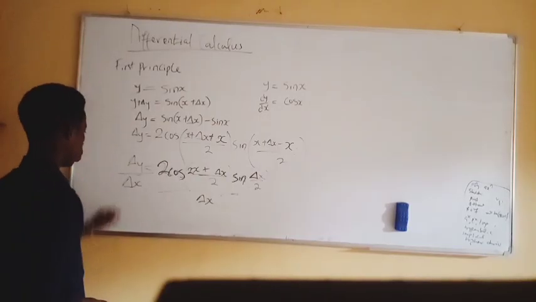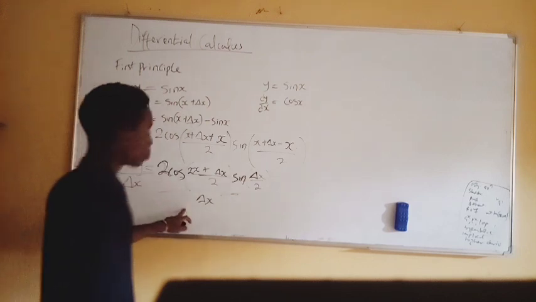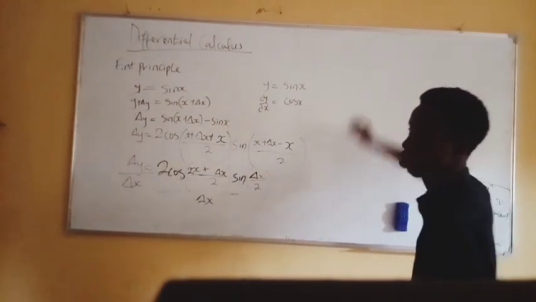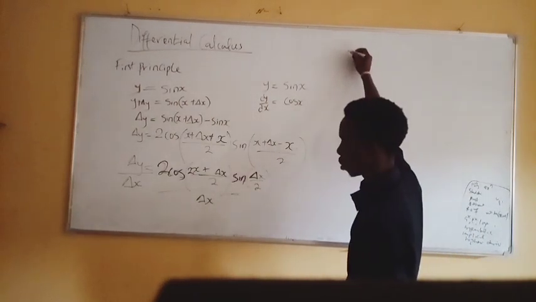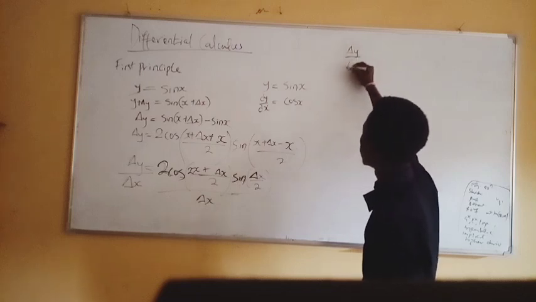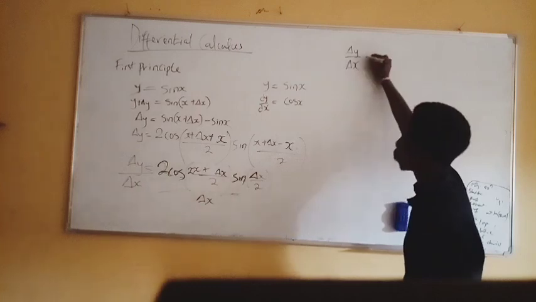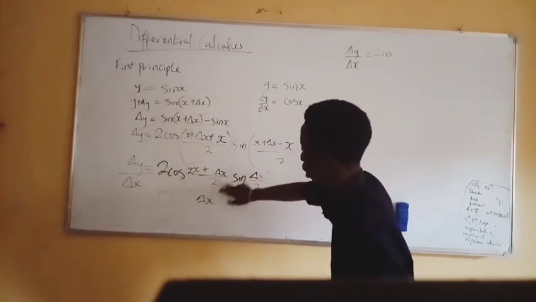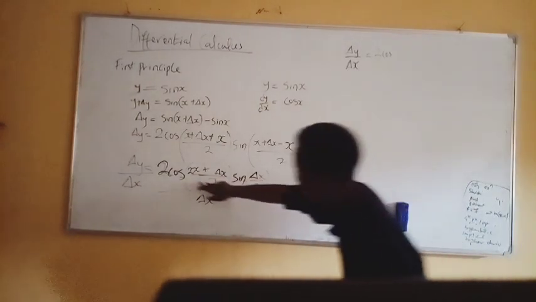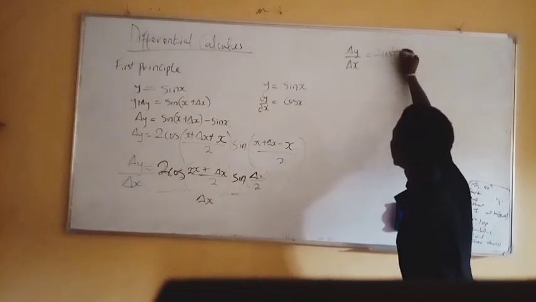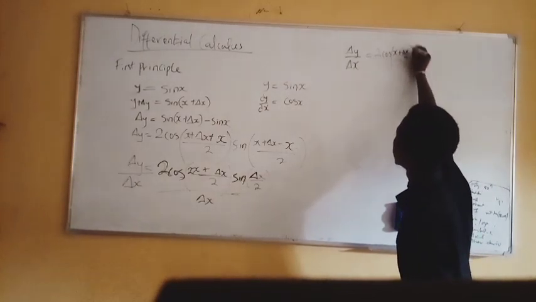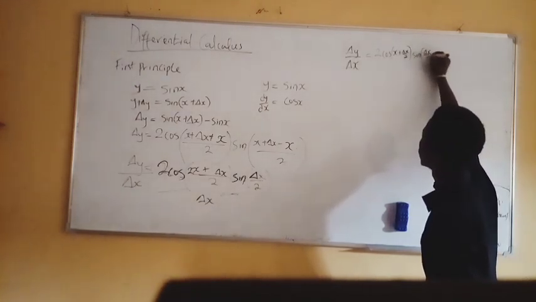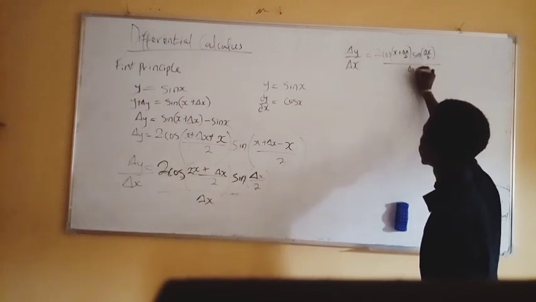Okay, so if we divide by delta x, this is what we get. Now we can express this as delta y over delta x. This gives us 2 cos of 2x plus delta x over 2, which is the same thing as x plus delta x over 2, while here remains sine of delta x over 2, over delta x.